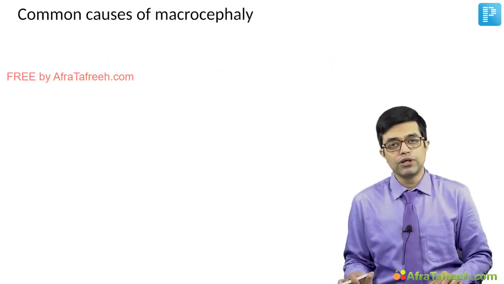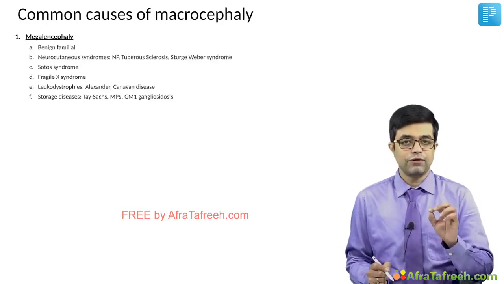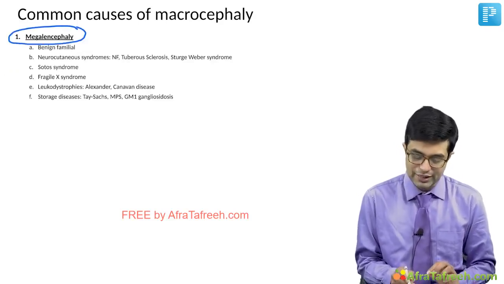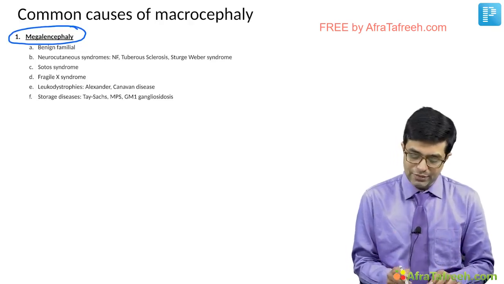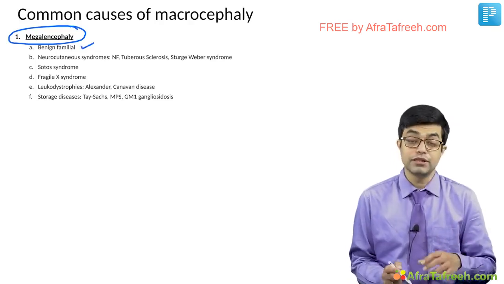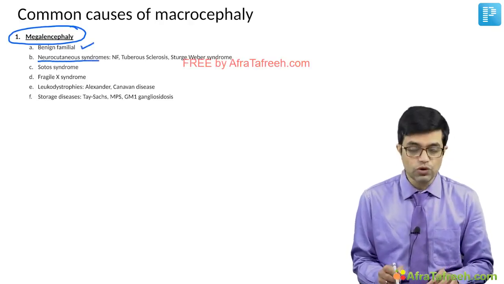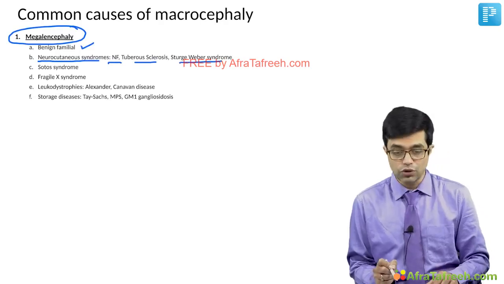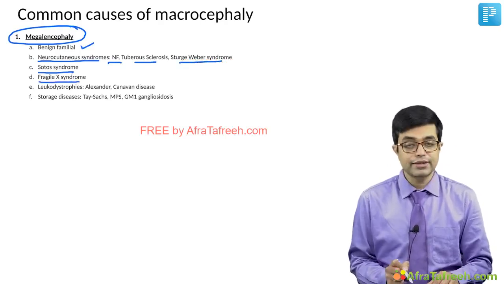Next we come to the common causes of macrocephaly. The common causes, first of all, we can define as megalencephaly. What is megalencephaly? Megalencephaly means enlarged brain size. It can be due to benign familial causes, which is the most common cause of megalencephaly. It can be seen in neurocutaneous syndromes like neurofibromatosis, tuberous sclerosis and Sturge-Weber syndrome. It can occur in Sotos syndrome. It can occur in Fragile X syndrome.